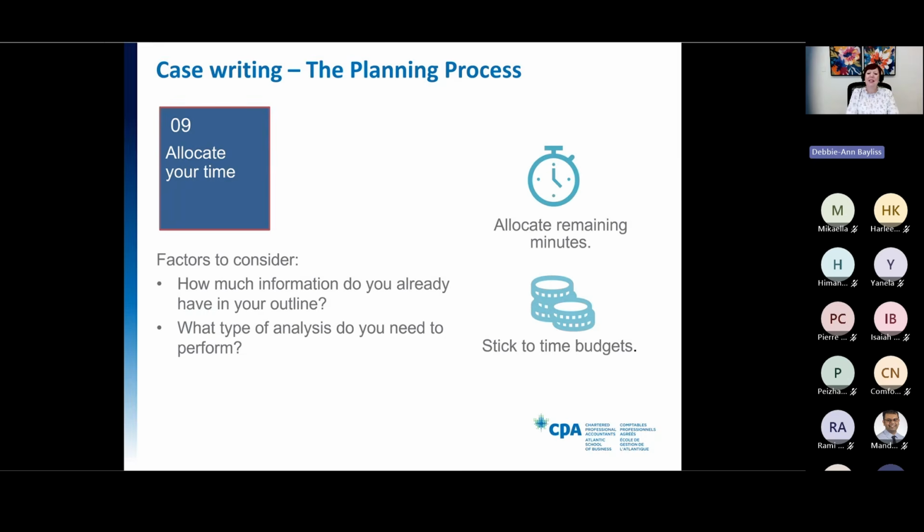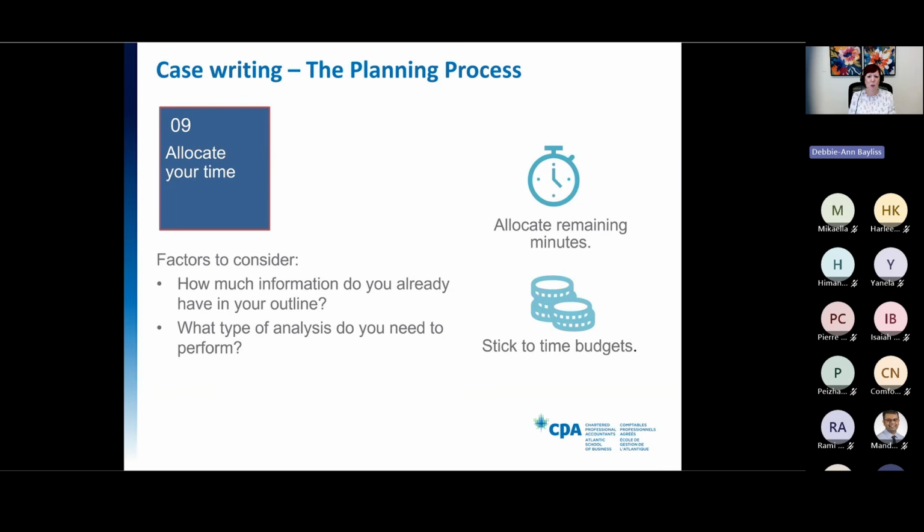The last step is to allocate your time. So some factors to consider. Sometimes candidates just say, okay, I've got so many minutes left and I've got this many requireds, therefore I'm just going to allocate the same amount of time for each required. No, that's not the appropriate approach. The factors to consider are how much information do you already have in the outline, and what type of analysis do you need to perform?